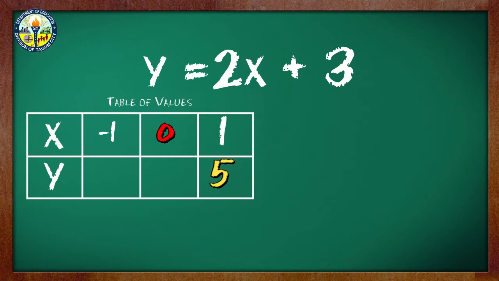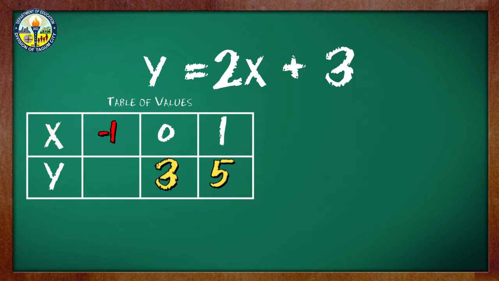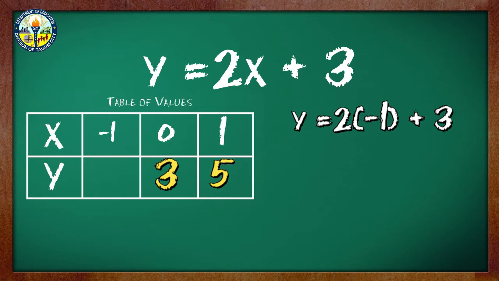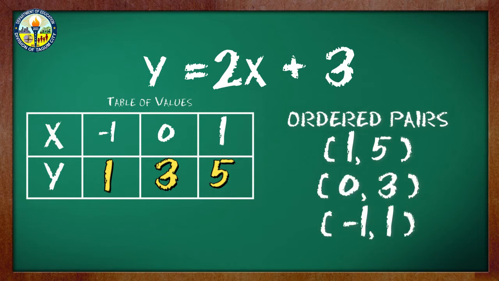When x is 0, by using the same procedure, we have y equals 2 times 0 plus 3, which gives us the value of y as 3. Using -1 as the value of x, we have y equals 2 times -1 plus 3. Thus, y is 1. Now, we have 3 ordered pairs (x, y) from the table of values: (1, 5), (0, 3), (-1, 1).